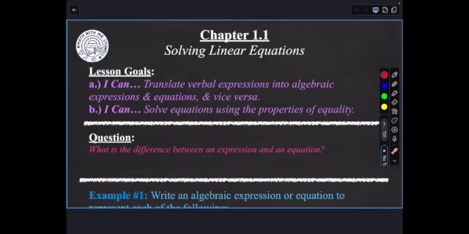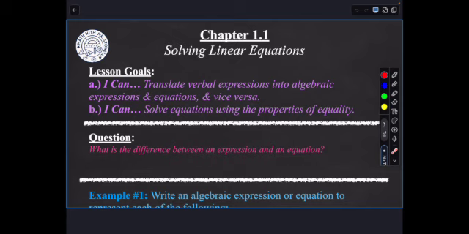In today's lesson, we have two goals. The first goal is: I can translate verbal expressions into algebraic expressions and equations and vice versa. This is something that you should have done in Algebra 1, but we are just bringing it back so that it comes back to memory in Algebra 2.